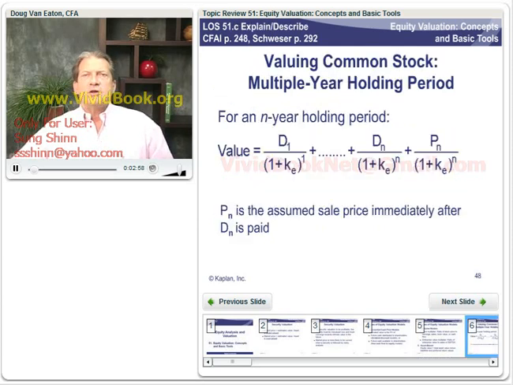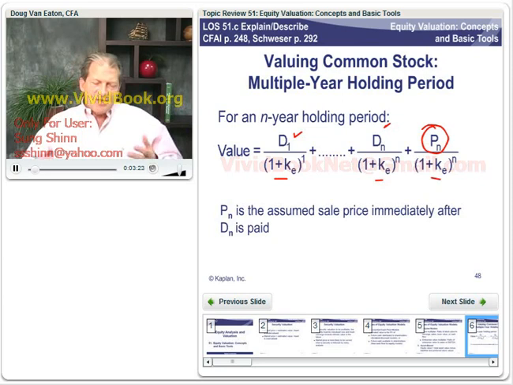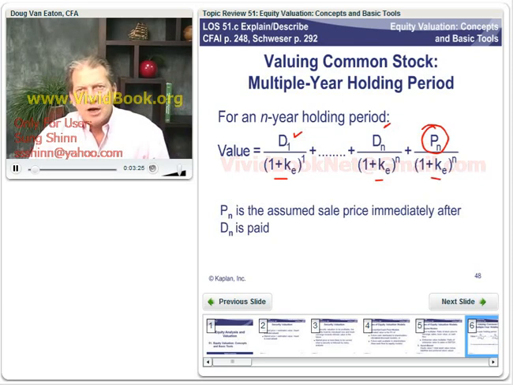So now let's look at some of the mathematics of taking these present values. For an N-year holding period, we've got a simple model here. We're going to say, here's the price we expect to get at the end of N years, and in the meantime, we're going to get all these dividends. So if we took all the present values of all these cash flows and added them up, that would be our value of the common stock.